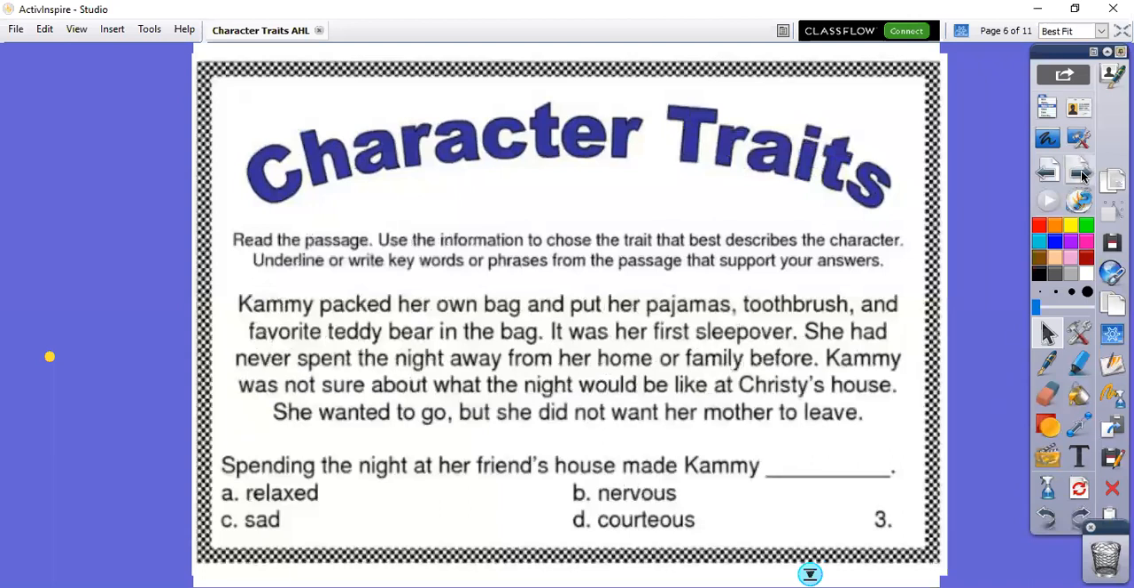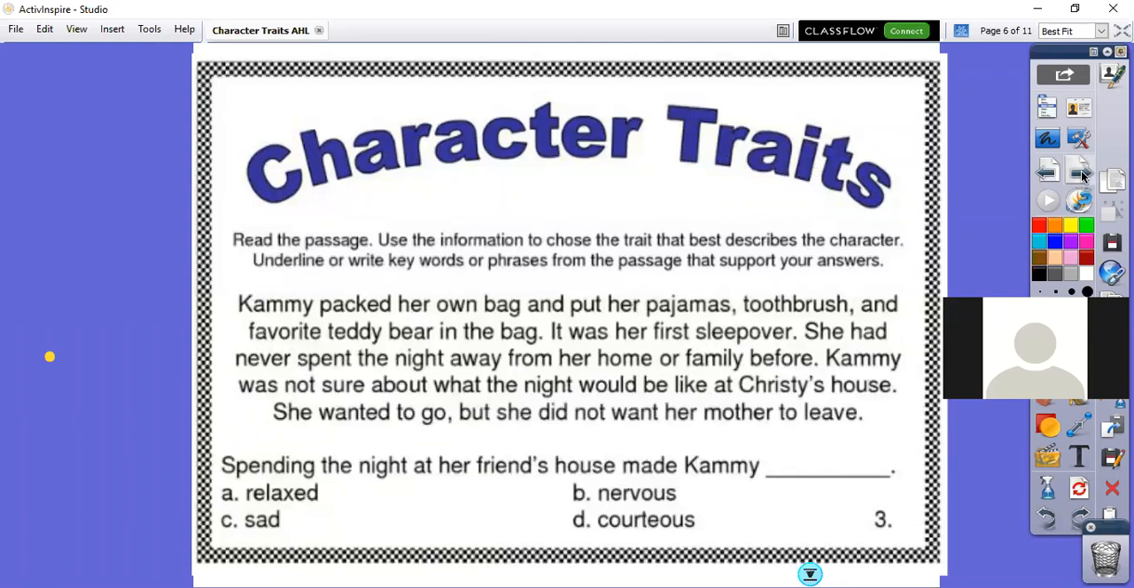Number 3, Cammy. Cammy packed her own bag and put on her pajamas. Put her pajamas, her toothbrush, and her favorite teddy bear in the bag. It was her first sleepover. She had never spent the night away from home or family before. Cammy was not sure about what the night would be like at Christy's house. She wanted to go, but she did not want her mother to leave.